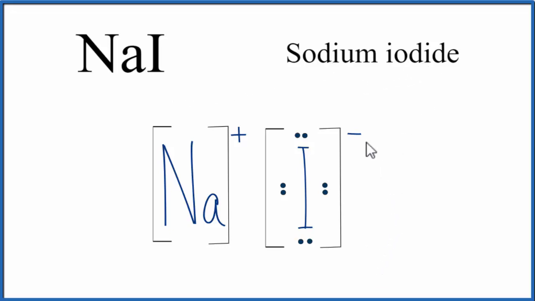Do note that this is what we call a formula unit. In ionic compounds, we have crystals, and they're made up of a bunch of these formula units in a repeating pattern. Still, this is useful to show how we transferred a valence electron from the sodium to the iodine to form the ionic bond.